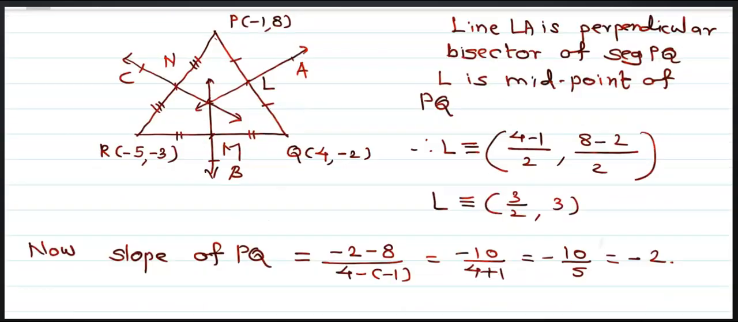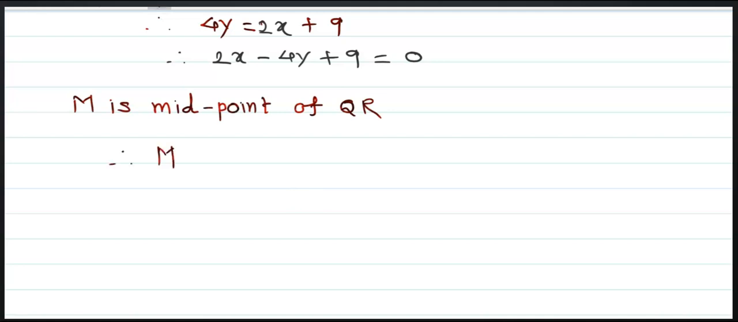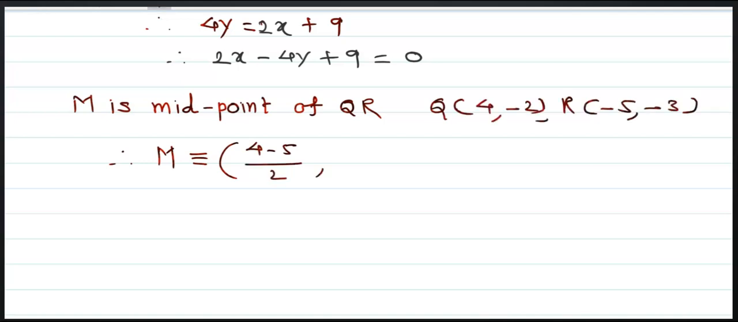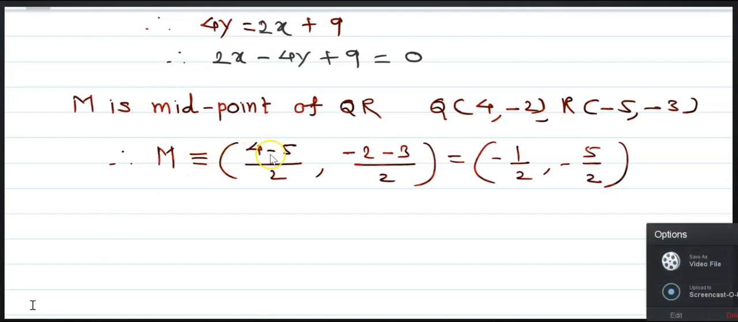Now the next is M, the midpoint of QR. Q is (4, -2), R is (-5, -3). Again, the midpoint is (4 - 5)/2, (-2 - 3)/2, and that is (-1/2, -5/2).